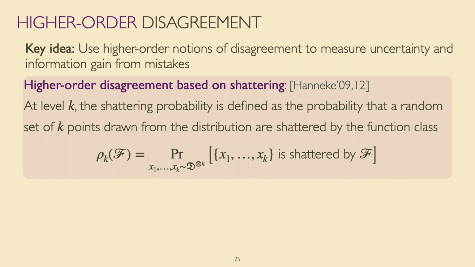One of the ways VC classes are defined is based on the property of shattering, which means that given a set of points, are there functions in the function class that can assign all possible labels to these points? Then we say that that set is shattered. So disagreement you can think of as taking only one point and deciding whether it can be shattered, which means can it have both labels? That means there's some classifier that disagrees.